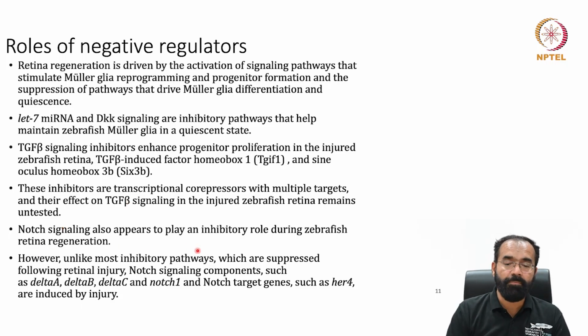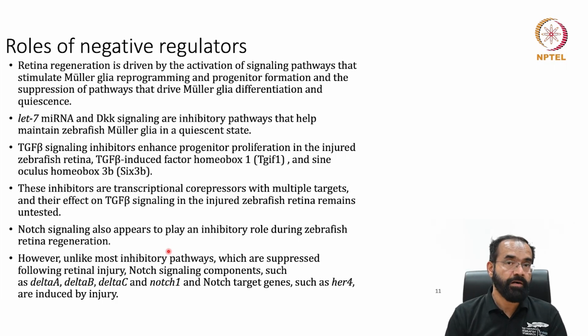Notch signaling also appears to play an inhibitory role during zebrafish retina regeneration. So this one has to understand very clearly. It does not inhibit the proliferation in total, rather it inhibits the expansion of the zone. Say for example, there is an injury and you want the injury response to be in 1 square centimeter area. I'm giving a very random figure, 1 square centimeter area, and you don't want it in a 10 square centimeter area. But if the notch signaling is inhibited, instead of 1 square centimeter area, it becomes 10 square centimeter area.